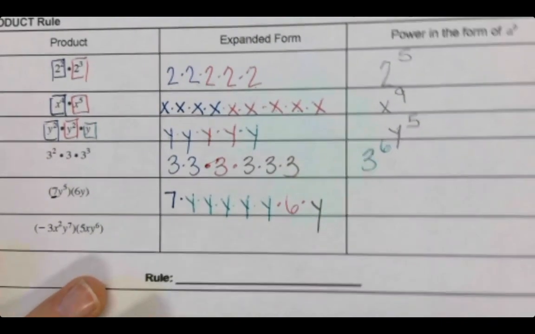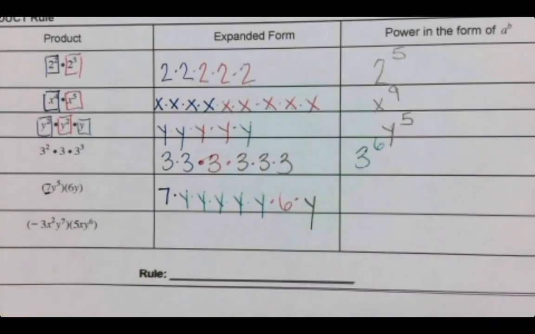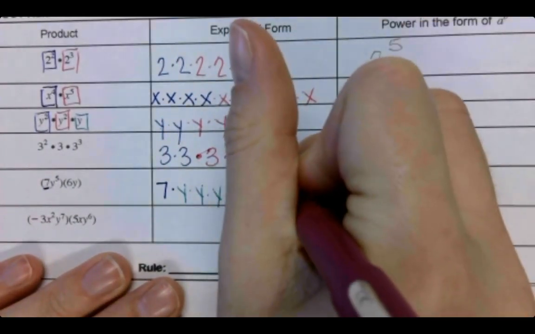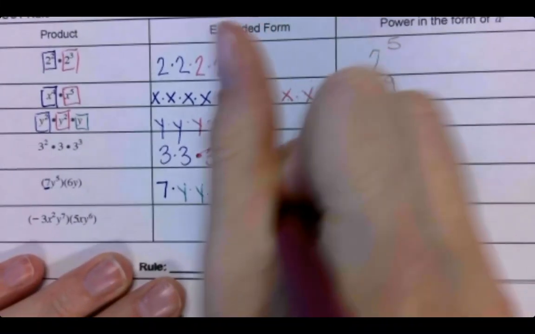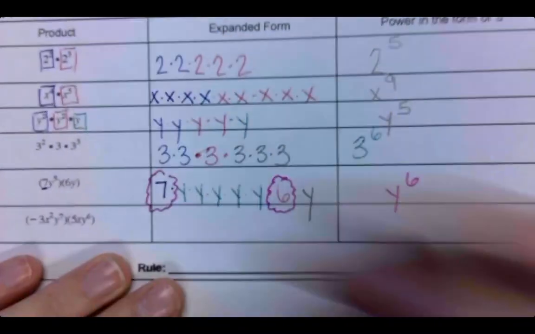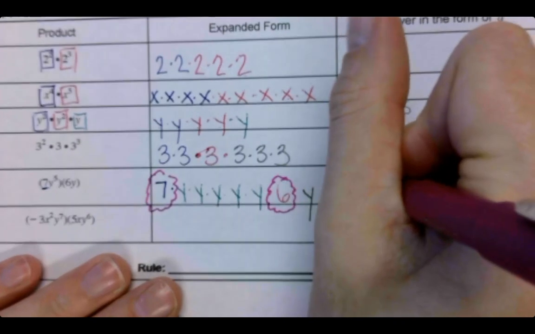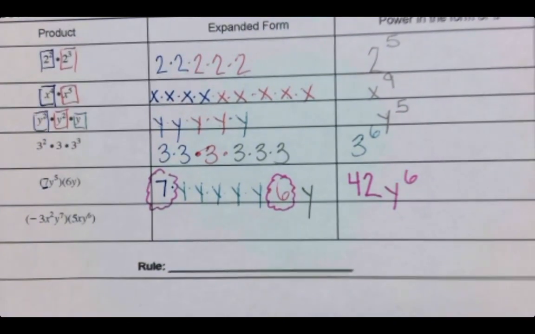And then from there, don't worry about the numbers for a moment. Look at just the y's. How many y's would that be? 6. So I'd have y to the 6th. And then when we're talking about these numbers, well, I can multiply 6 and 7. Those are just plain old numbers. So that would give me 42 y to the 2nd power.